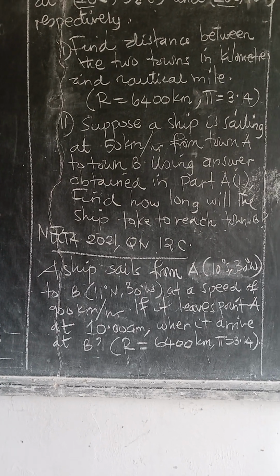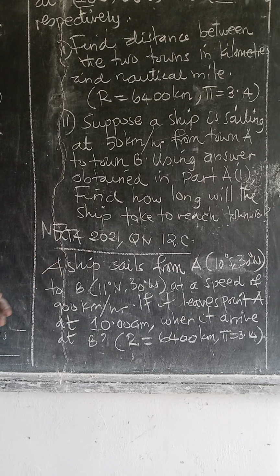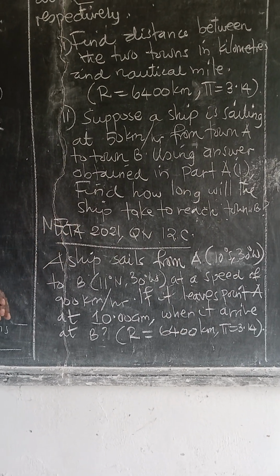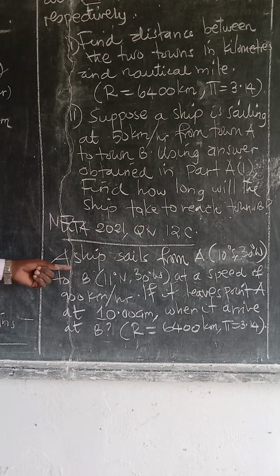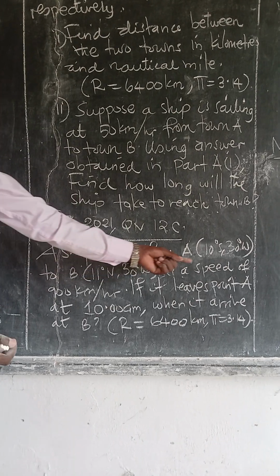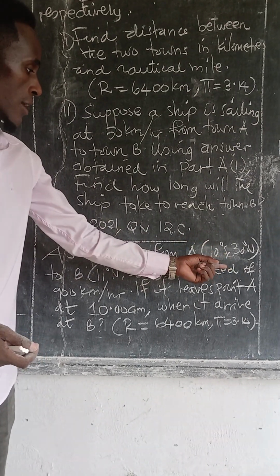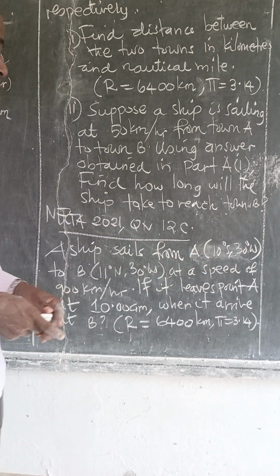We have another question here, NECTA 2021, Form 4, question number 12C. A ship sails from point A, where the latitude of point A was 10 degrees south and 30 degrees west.